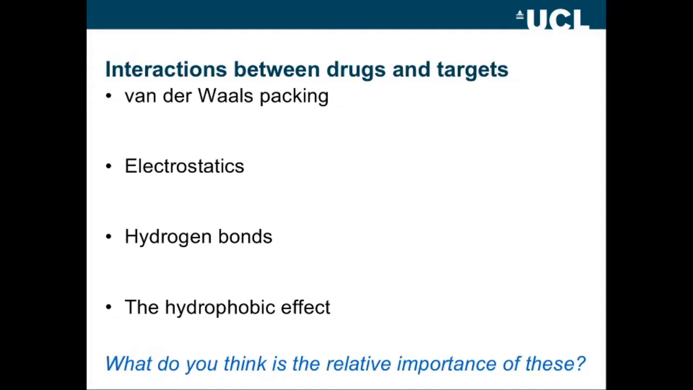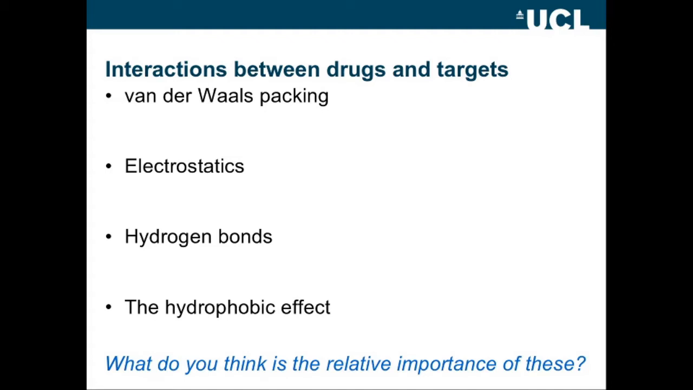Now, I asked you to think about the different types of interactions between drugs and targets. Now, there are 3 main types of forces that are going to be involved. First of which is van der Waals packing, just the interactions between atoms. So the concept of a van der Waals radius comes from the optimal distance between the centres of 2 atoms.